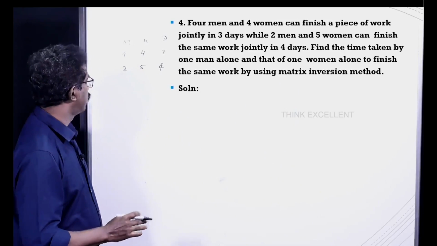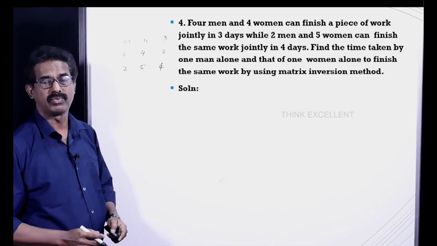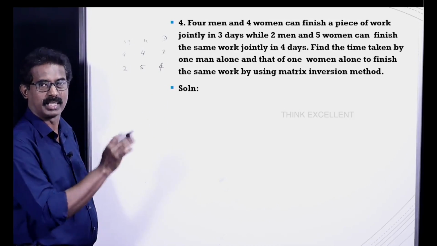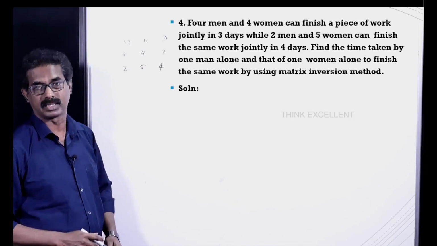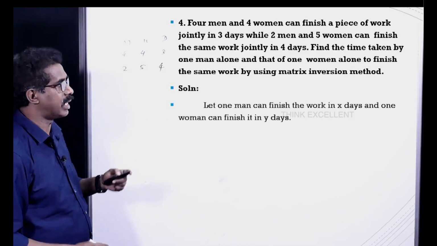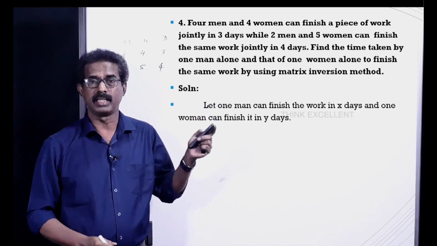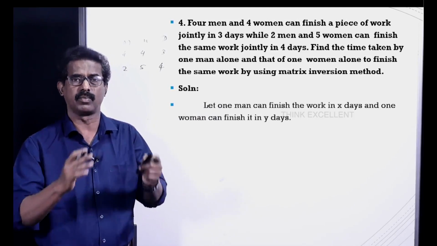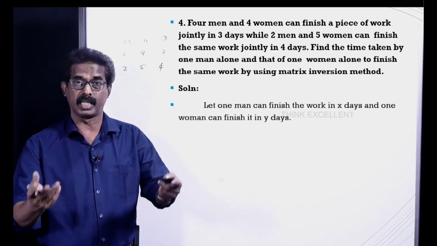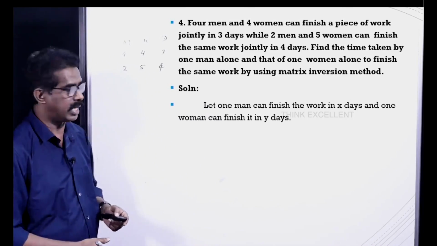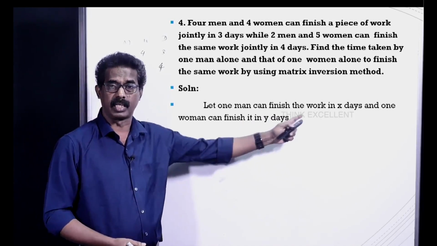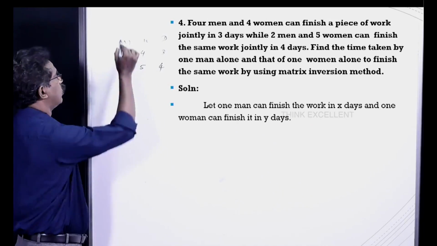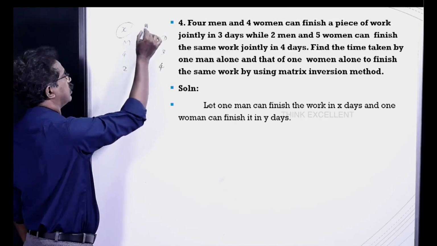Okay, matrix inversion method. Listen, how to frame the equation. Don't simply write 4x plus 4y equal to 3. In the lower class, you do like that, okay? Don't do like that, do it very carefully. So first we introduce x and y. How many days can they finish individually, right? How many days can a man finish the full work, or a woman alone, if she works? We take it as x and y. Let one man finish the work in x days and one woman finish the work in y days.